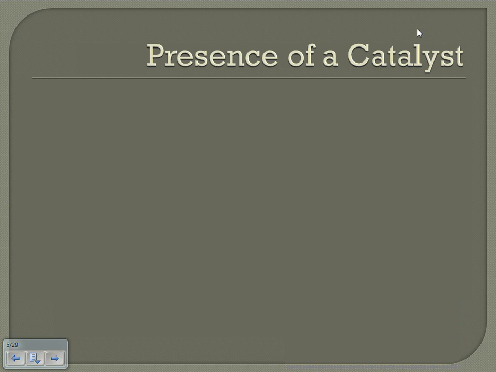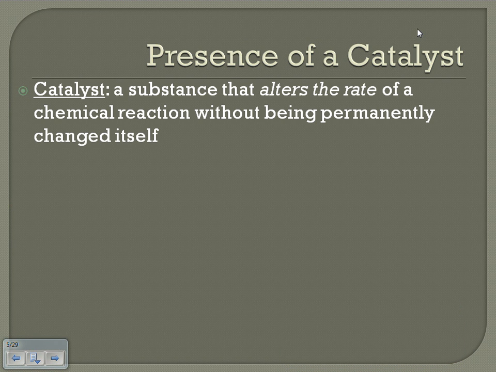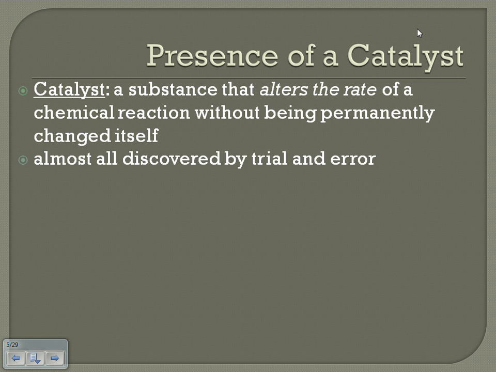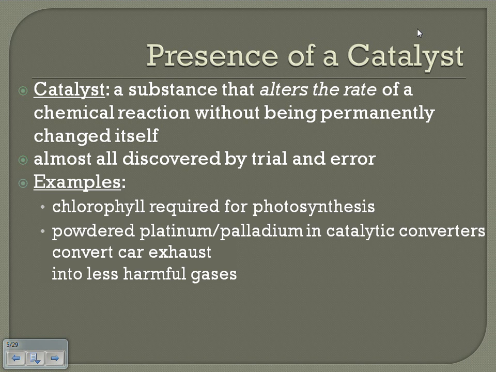Presence of a catalyst. A catalyst, I'm sure you all know at this point, is a substance that alters the rate of a chemical reaction, but it is not permanently changed itself. It's not actually a part of the reaction. Most of the catalysts that we know of have been discovered by trial and error. For example, chlorophyll is a natural catalyst that's required for photosynthesis. Powdered platinum or palladium in catalytic converters in engines convert car exhaust into less harmful gases.